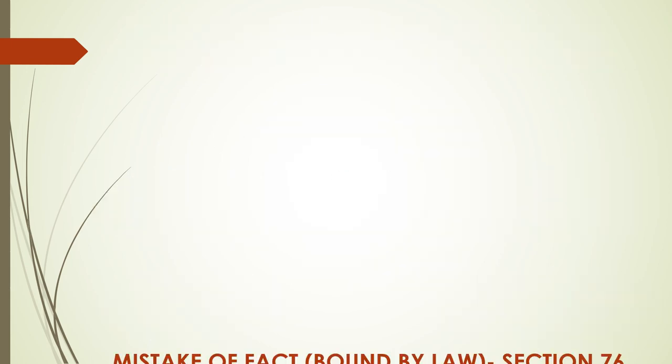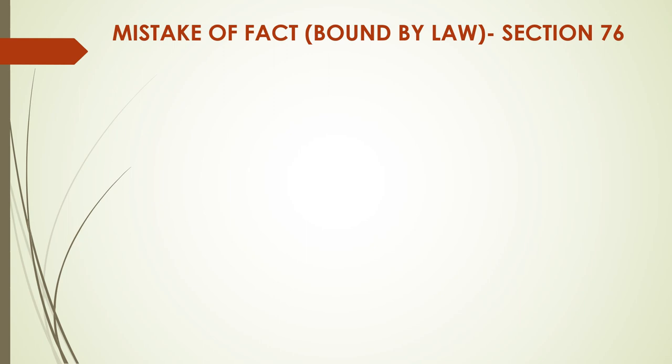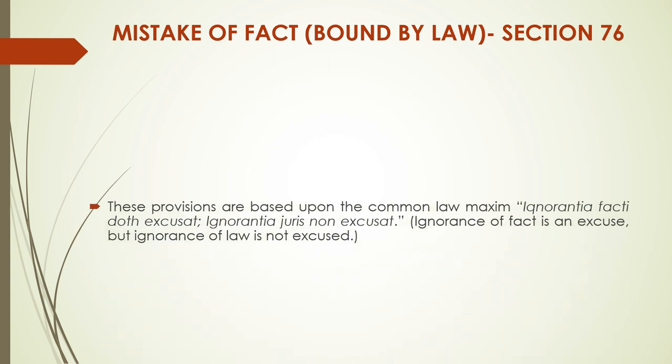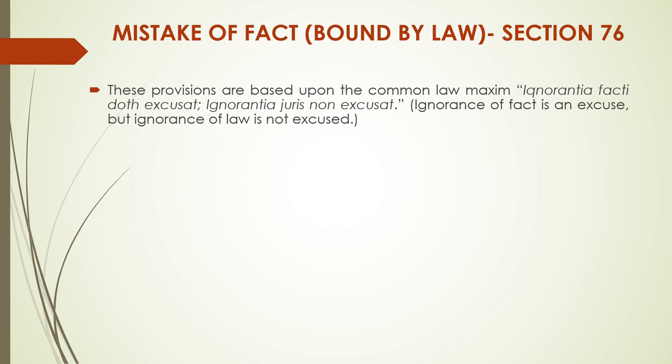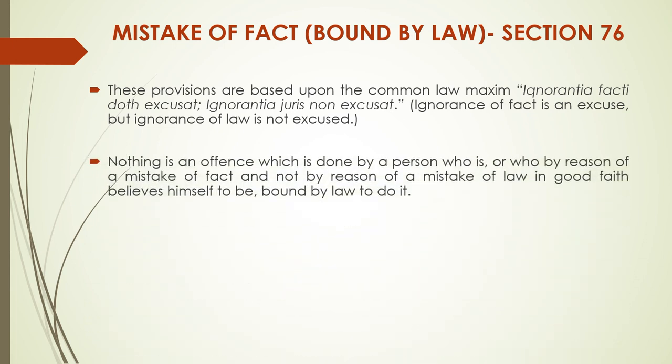The first general exception is mentioned under section 76 and 79 of IPC. Section 76 is related to mistake of fact, which is bound by law, and 79 is related to mistake of fact justified by law. These provisions are based upon the common law maxim, ignorantia facti excusat, ignorantia juris non excusat, which means ignorance of fact is an excuse, but ignorance of law is not excused.